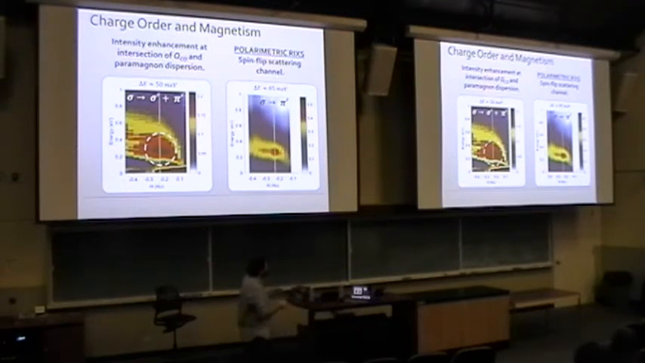Okay? So in addition to the elastic charge order, you also have this component that's spin flip, but is at the charge order wave vector and has a temperature dependence of the charge order and so on. Okay? So this is really pushing you to see that there's a coupling between the two.